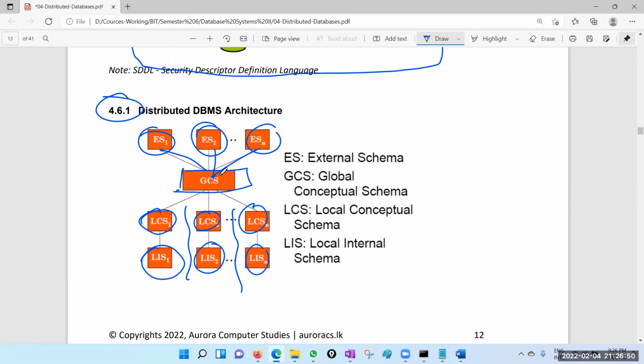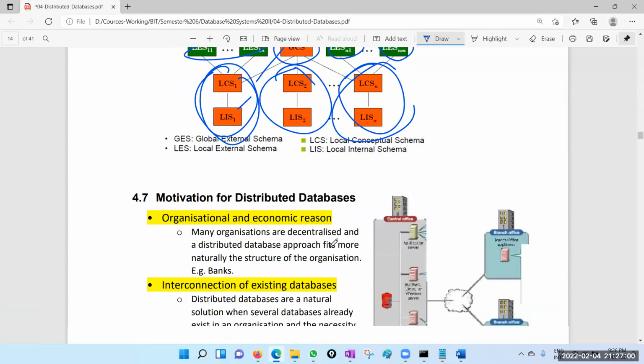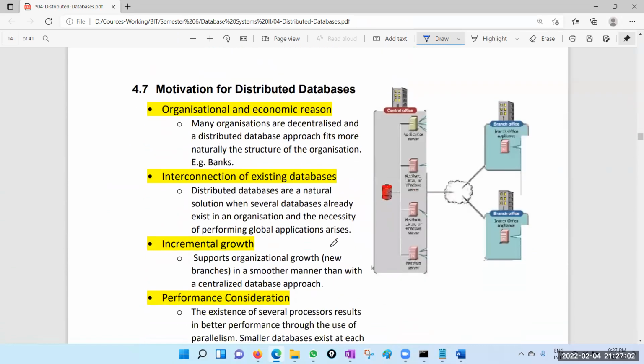Okay. Question topic. This is the easiest topic. Once you understand, no calculations, nothing.